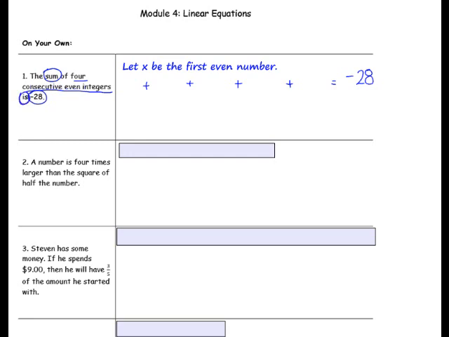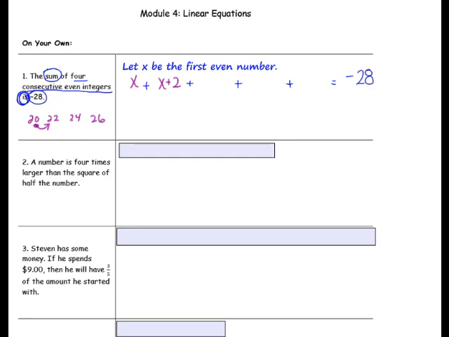You want to be careful with the word is. It doesn't always mean equal to. In this case, it does. Okay, consecutive even integers. So x is our first even integer. Our next even integer is 2 more than the first one, because remember, even numbers vary by 2. For example, we have 20, 22, 24, 26. So these are 2 apart.